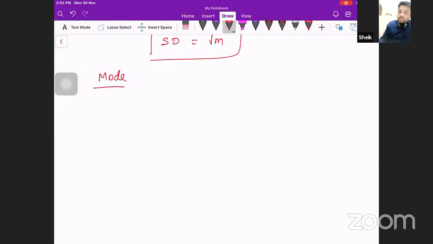Now, mode. As far as mode is concerned, there are two types of mode here also. Mode is nothing but M. We are going to take it as M. There are two cases: one is integer, and the other one is non-integer.